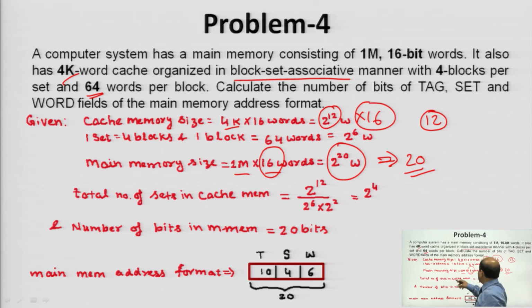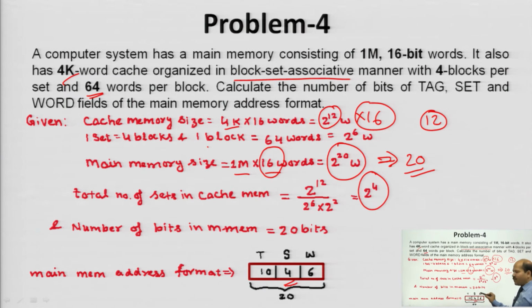Now, total number of sets in cache memory, what is that size in terms of blocks? So, cache memory has 2 to the power 12 as we have already calculated, divided by the number of words per set. There are 2 to the power 6 words per block, because in each set there are 4 blocks and in each block there are 64 words. So, this has to be divided into 2 to the power 12. So, it will come as total number of sets, in this case 2 to the power 4. 2 to the power 4 means there are 16 sets in the cache memory. So, 4 bits are required for set, as we have written here.